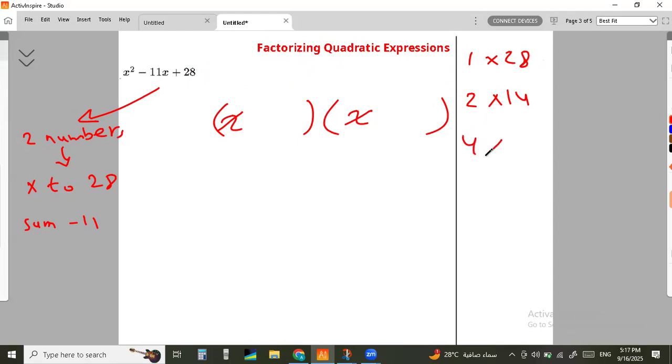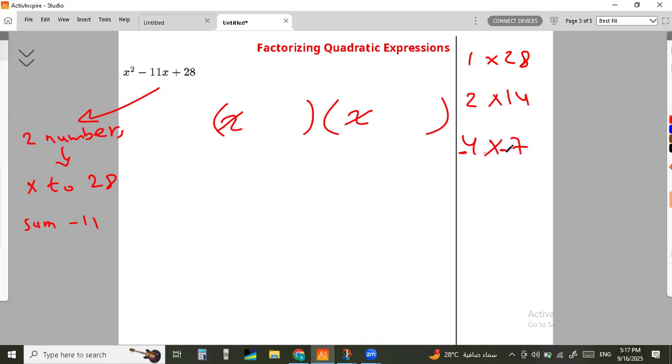What do you think about 4 times 7? Well, 4 times 7, mister, yes. They multiply to 28 and they can add up to 11, but they cannot add up to negative 11. Well, they can if we change the signs. If they add up to 11, then we just need to change the sign to make them negative 11. So it's going to be what? Negative 4 and negative 7.